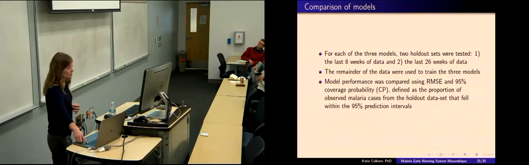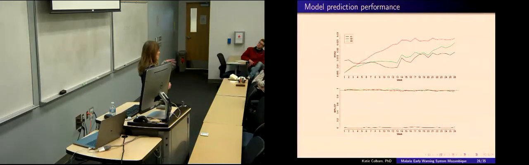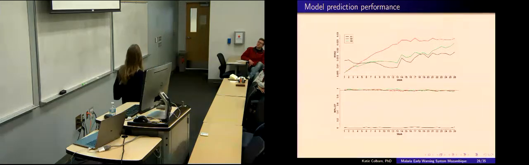And we compare these with respect to RMSE and coverage probability. So the coverage probability is just, in my holdout set, what proportion of the observed values actually fall into my estimated confidence interval from my model. Okay? And as we know, if it's a 95% confidence interval, we should get 95% falling in that.